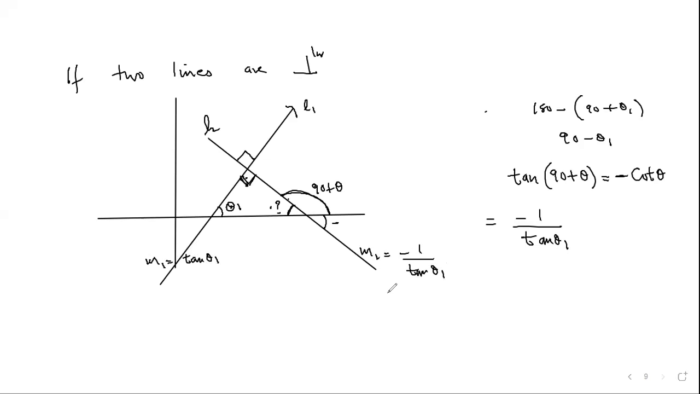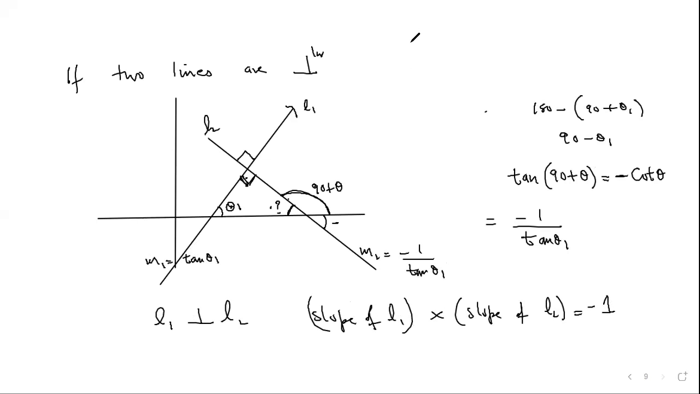In other words, if you have not understood this trigonometry part, forget it. Don't worry about it. Whenever two lines are perpendicular, whenever L1 is perpendicular to L2, the slope of L1 into the slope of L2 will be minus 1.